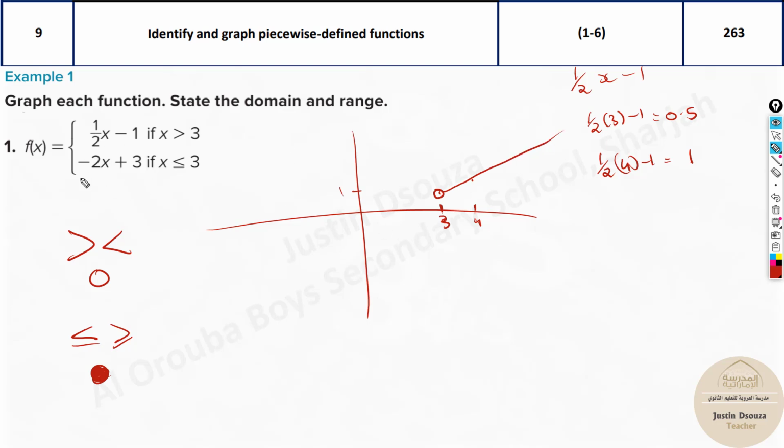The second part, how would it be? Here, minus 2x plus 3, right? So just substitute values of 3, 2 and less than 3. Anything, 2, 1, 0 and so on. So how would you do it? Minus 2x plus 3. Instead of x, I'll start with 3. It is minus 6 plus 3, that is negative 3. Now this is the point somewhere over here, minus 3. I'll just make a point now.